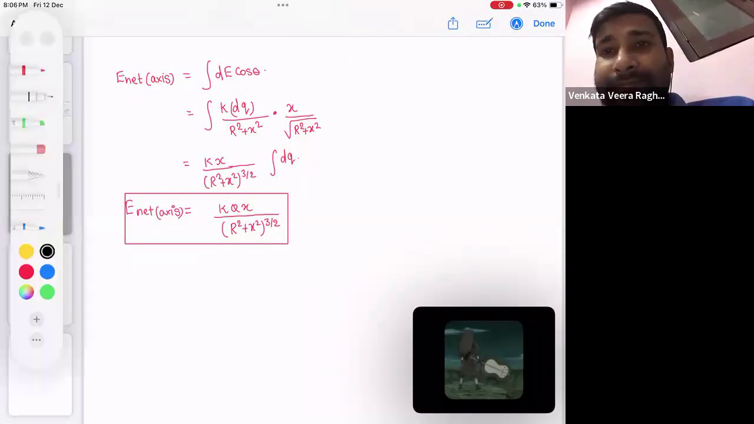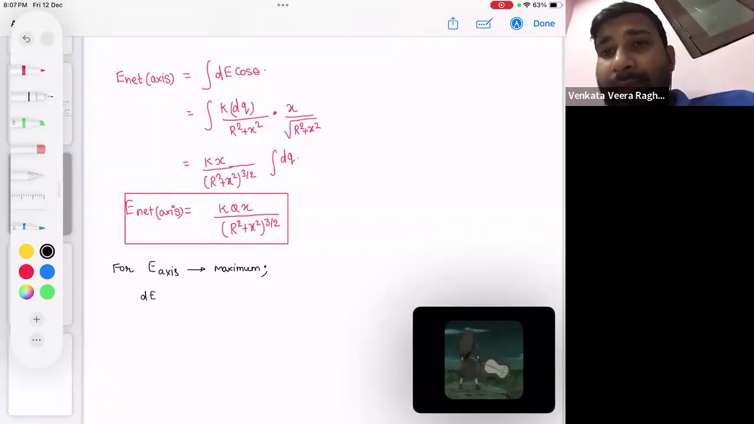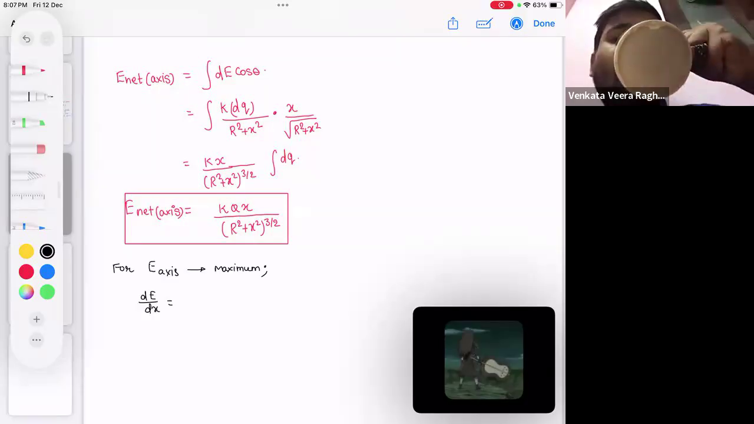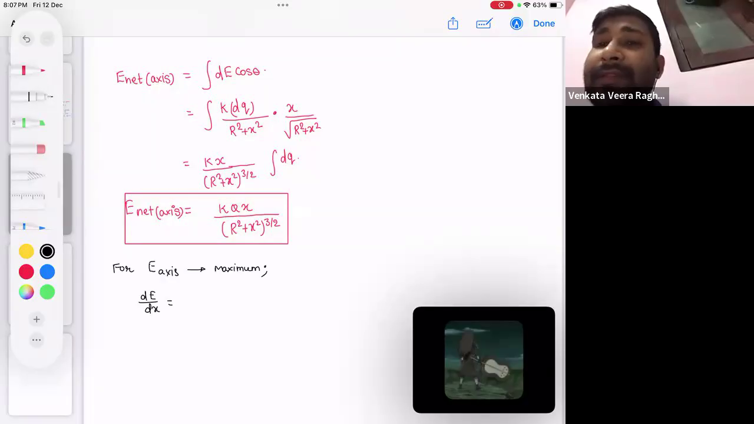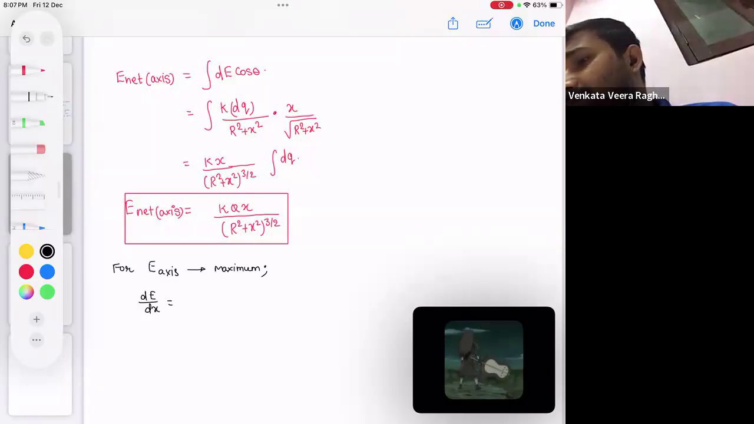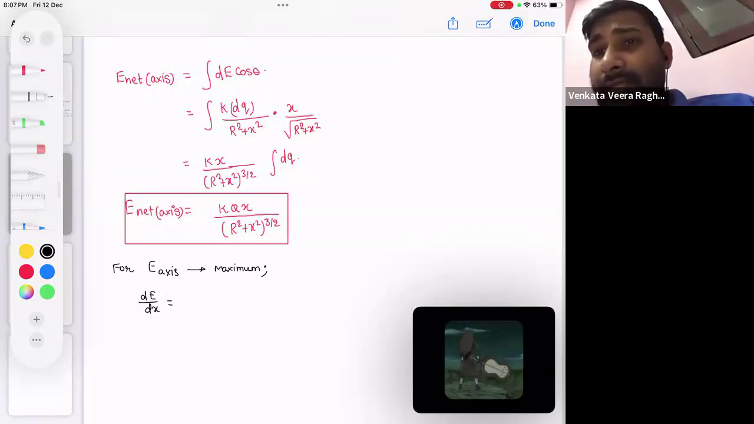Can you tell me? For the electric field on the axis, we want to maximize it. So what should we do? Should we do d by dx? We want the electric field on the axis to be maximum, so d by dx should be 0. That is the condition of maxima. So d by dx is going to be 0, so we just differentiate it.